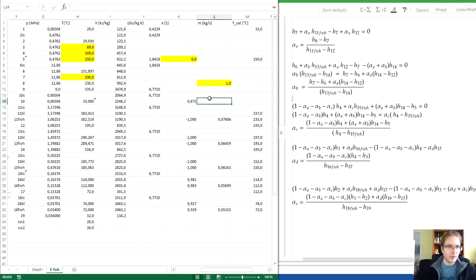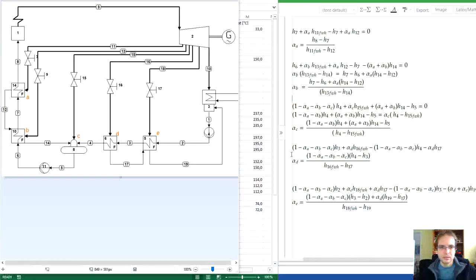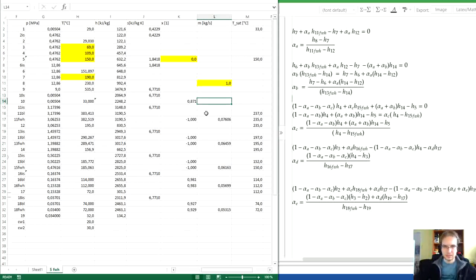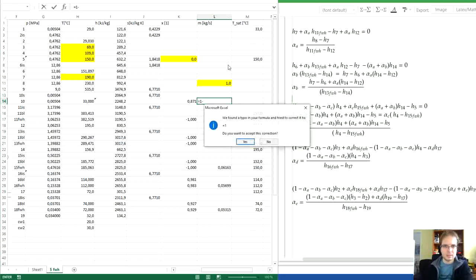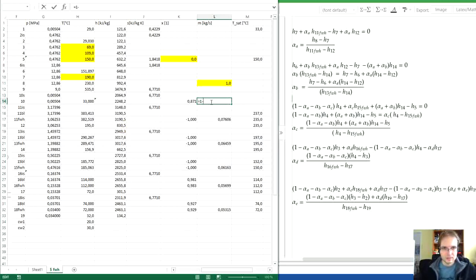So at the outlet of the turbine, point number 10, if we look at the process flow diagram, which is here, at number 10 our mass flow rate is 1 minus the sum of all the bleed streams, and we can actually see that at the end of the turbine we have only roughly 70% of the original mass flow rate entering the turbine.